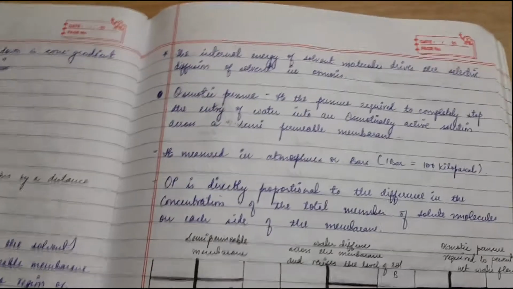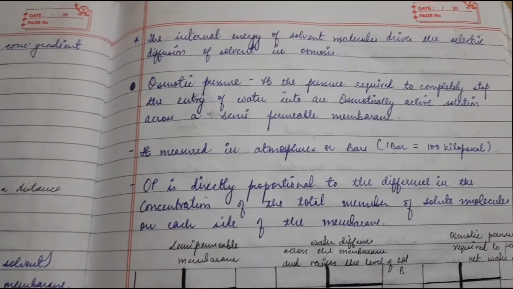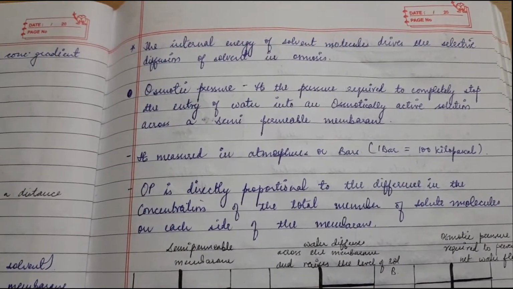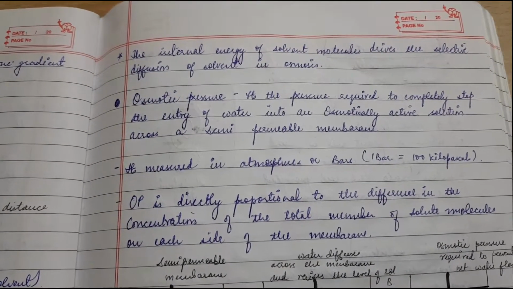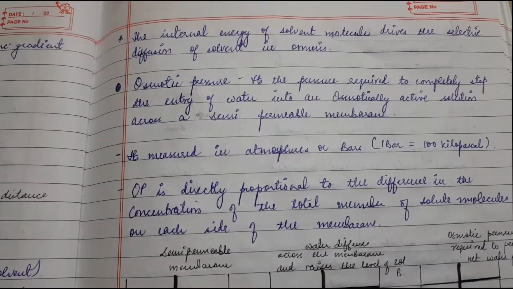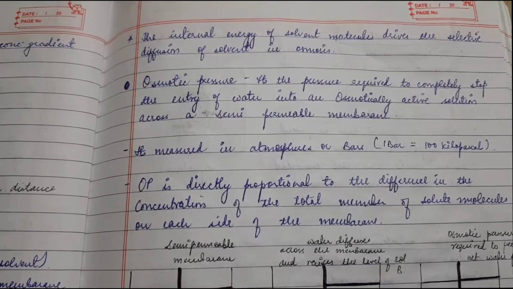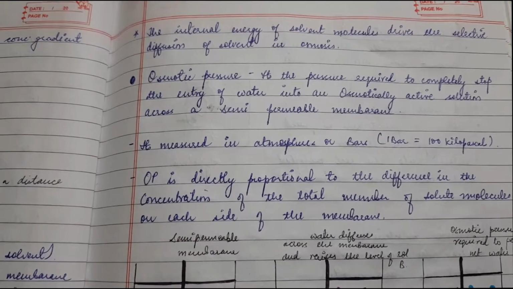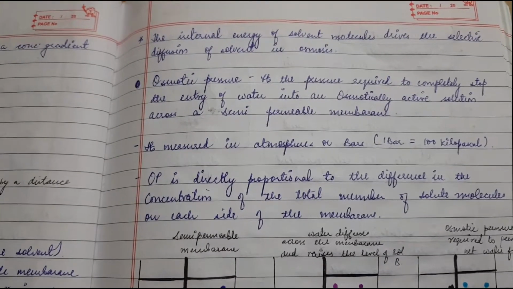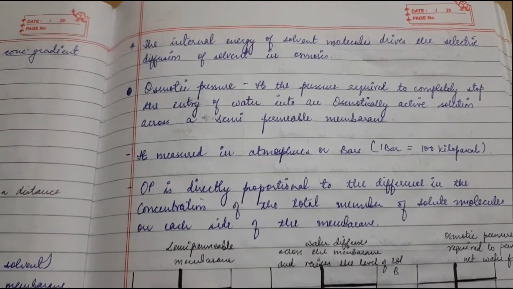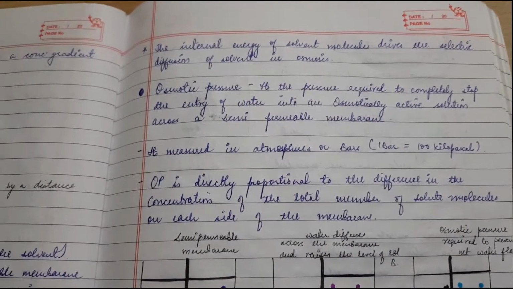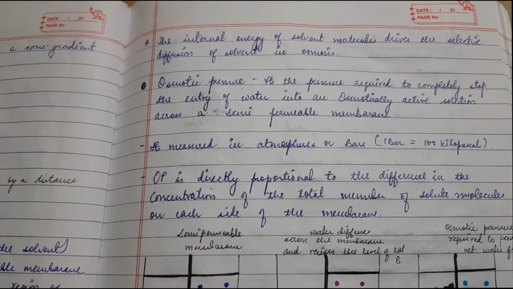Okay. Here the next point is the internal energy of the solvent molecules drives the selective diffusion of the solvent in osmosis. And now here we can see the difference. In case of diffusion, we read that the kinetic energy is responsible for the movement, but here they say that the internal energy of the solvent molecules is responsible for the diffusion of solvent in osmosis.